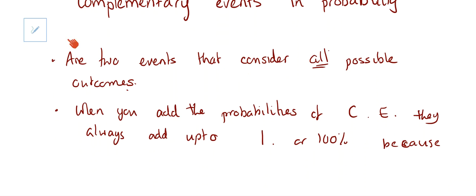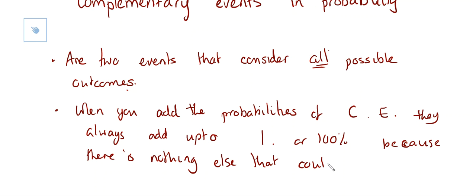Because why? There is nothing else that could happen. And then you should have an example. The easiest examples are get a 6, or not get a 6. Yeah, that word not is very useful. Getting a king, not a king. Getting a red, not getting a red. Getting a heart, not getting a heart. It being raining, it not being raining.